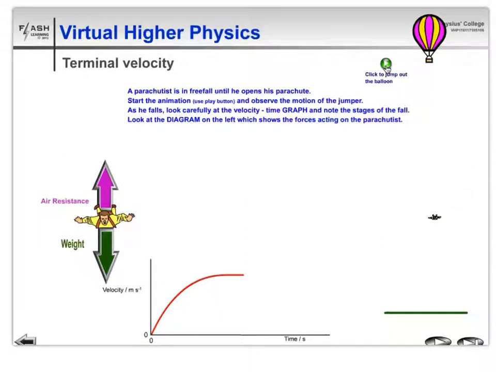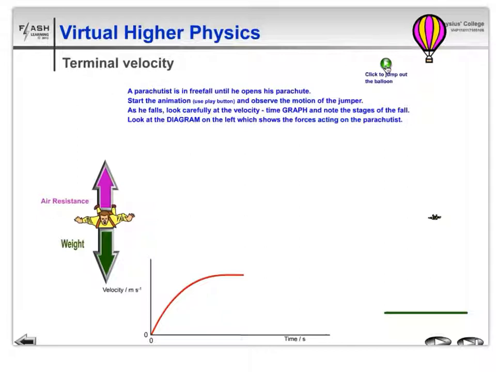So there's the balanced forces at that point. That constant speed is known as the terminal velocity. So at that point the air resistance is equal to the weight. The parachutists can affect that terminal velocity a wee bit by changing their own shape, so maybe going into a tuck position. It would make them go a wee bit faster, but once again the air resistance would balance the weight.